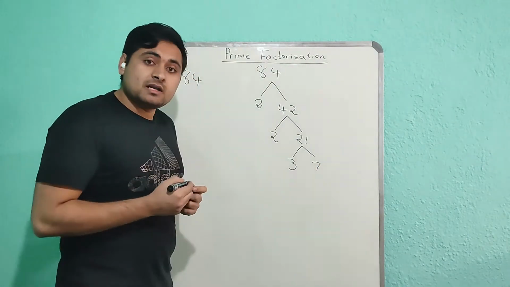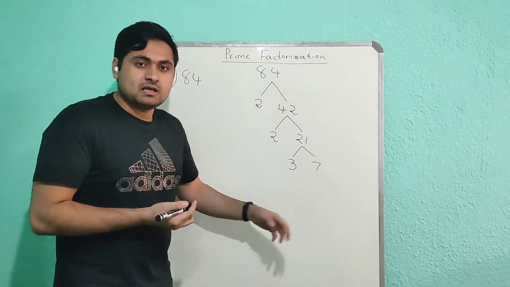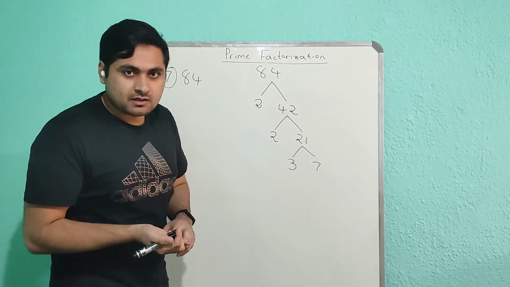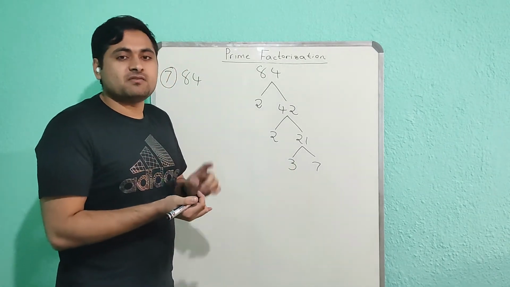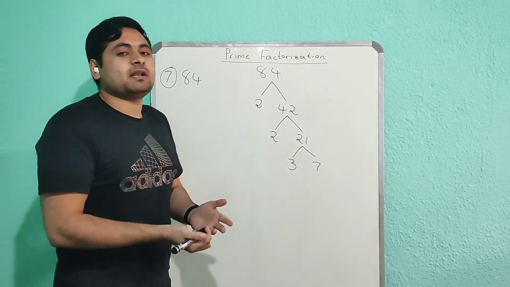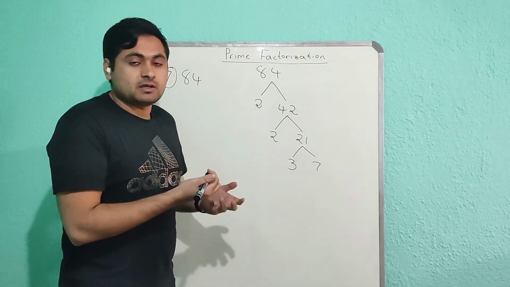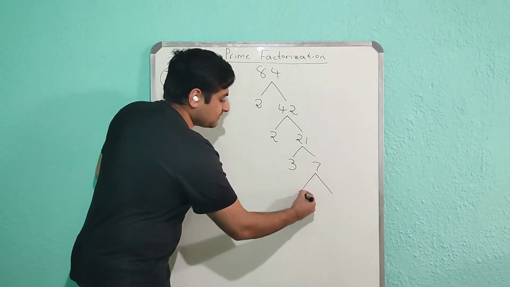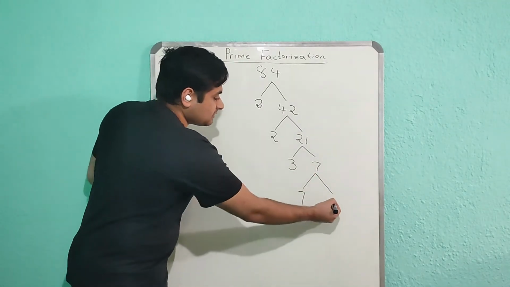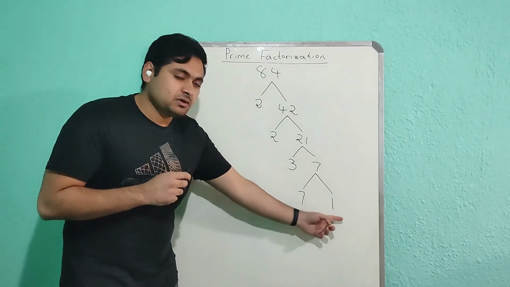So 7 is an odd number. So what's the smallest divisor? 3. But 7 divided by 3, we cannot get an answer without a remainder. So therefore 3 doesn't work. Then we move to the next one, which is 5. 7 divided by 5, again, we cannot get an answer without a remainder, right? So therefore 5 also doesn't work. And the next number is 7 itself. So if you divide 7 by 7, you get your answer as 1, because 7 divided by 7 is 1. And hence you conclude that. Why? Because you have reached 1.